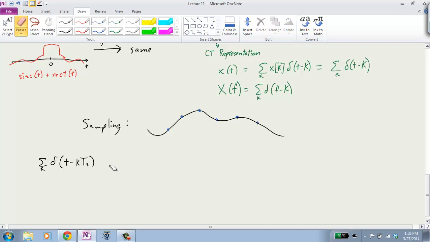That transforms under Fourier to sum over k delta, an Fs, sum over k delta f minus k Fs, where the sampling interval equals 1 over the sampling frequency. I'm just giving two different names to the same thing. We have a sampling frequency, we have a sampling period. All right. So this is what we want to show.